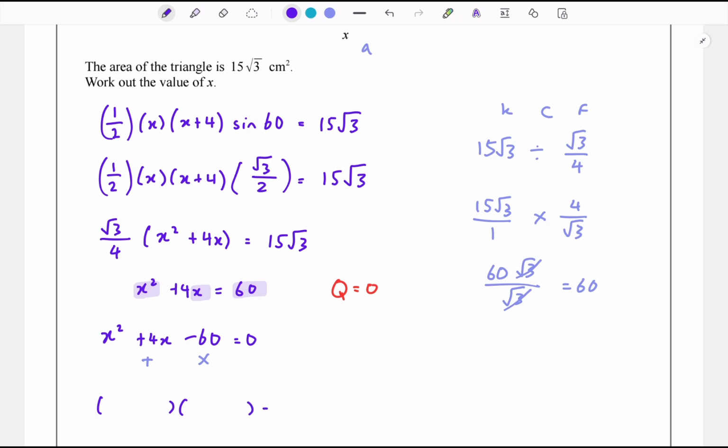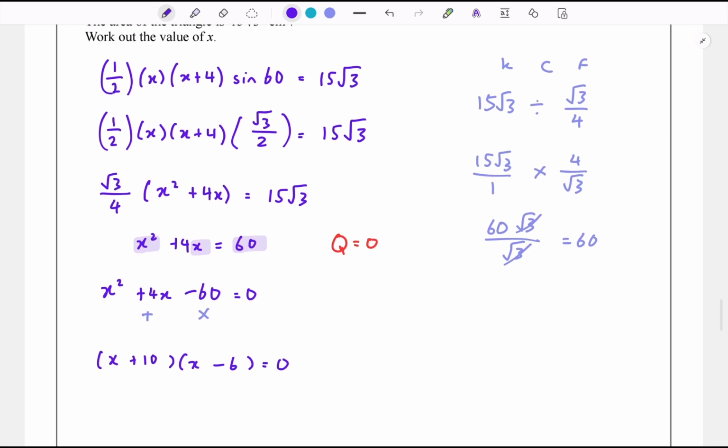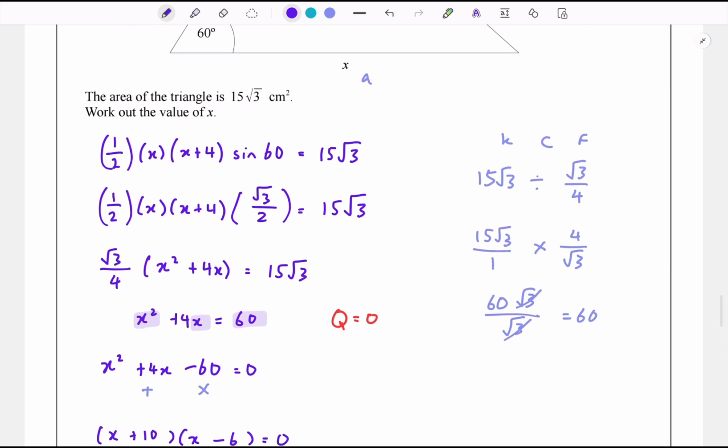So let's get our two brackets, put an x in each. And that's just going to be 10 times minus 6 is minus 60, and 10 add minus 6 is just 4. So therefore, our two values of x is going to be x either equals minus 10, so the opposite side, since minus 10 plus 10 equals 0, or x equals 6, since 6 minus 6 equals 0.